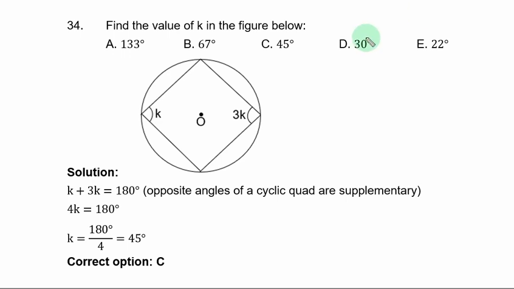Question 34. Find the value of k in the figure below. In the given figure, k plus 3k is equal to 180 degrees. The reason is that opposite angles of a cyclic quadrilateral are supplementary. You add, you get this result. Divide both sides by 4 to get k, and k is 45 degrees. The correct option is C.